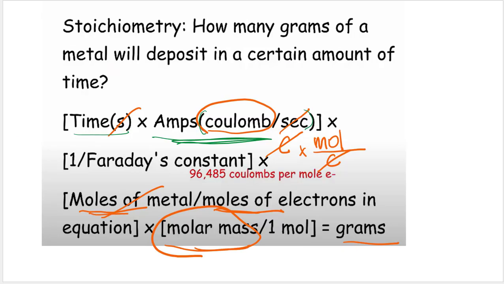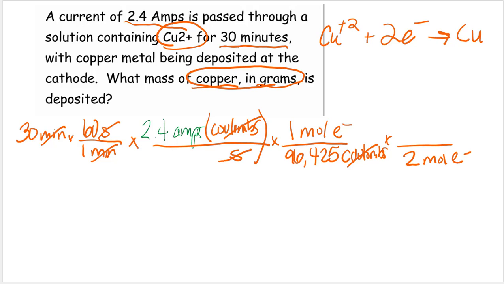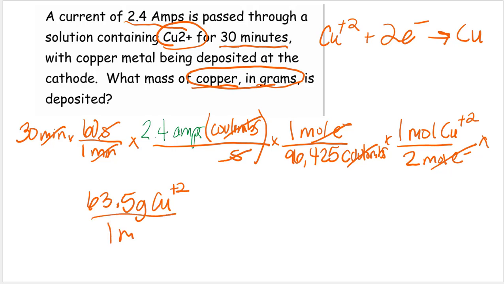And let's go back here. Moles of metal over moles of electrons. And we know that for our copper 2+, that means I need 2 electrons to get to solid copper, right? 2 negatives plus 2 positives. So we have 2 moles of electrons for every 1 mole of Cu 2+. All right, gets rid of those moles of electrons. Now I'm left with moles of copper. And let's look at our periodic table. I'm going to bring my math down here. And we know that there's 63.5 grams of copper for 1 mole of copper.